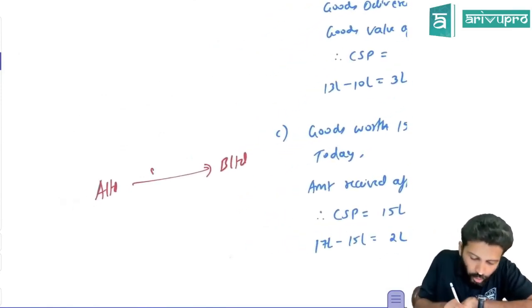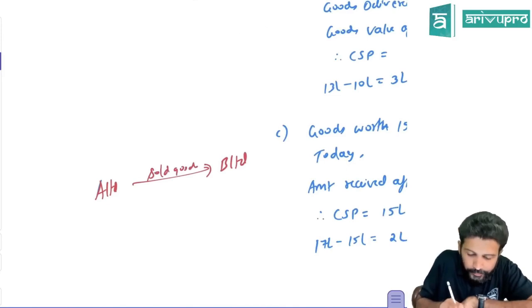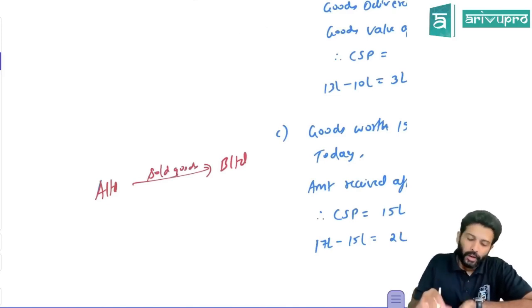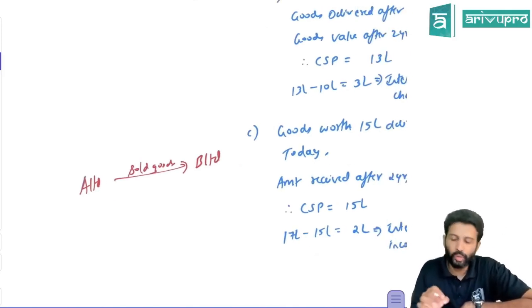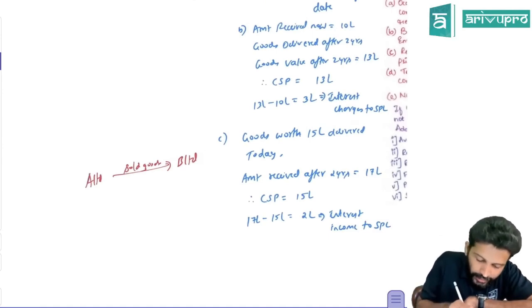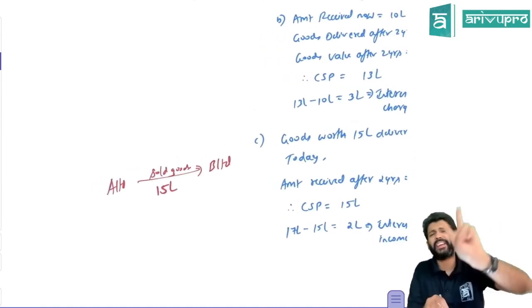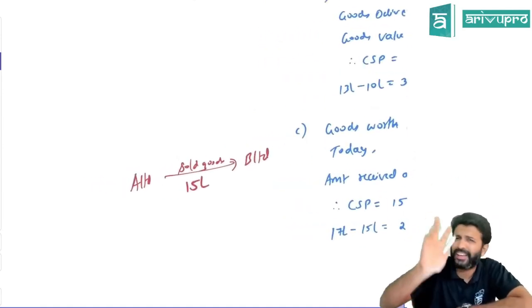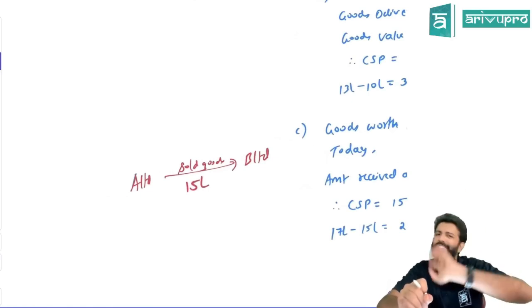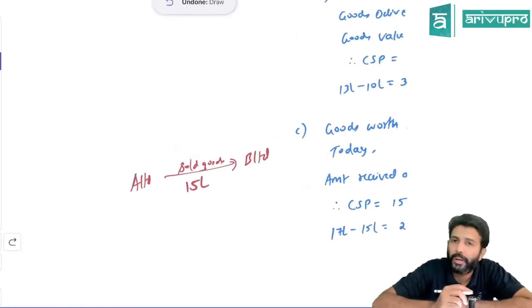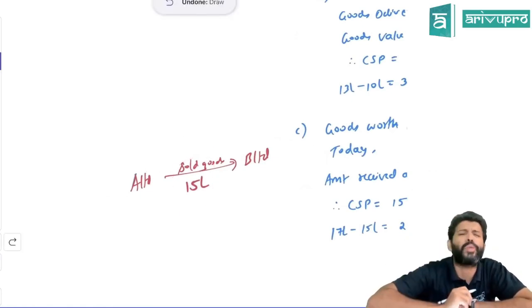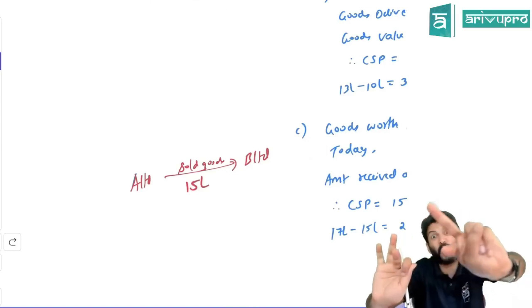Sir, A Limited sold goods to B Limited. Okay, fine. Now, the worth of the goods is, let's say, 15 lakh rupees. Normally, A gives 2 months credit. Normally, A sells the goods and gives 2 months credit. The worth of the goods is 15 lakh today. But B told, I will make the payment after 2 years. Not after 2 months, after 2 years.